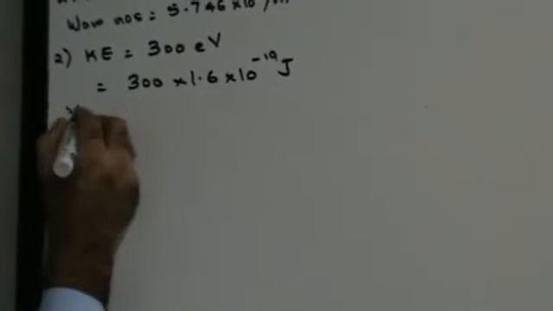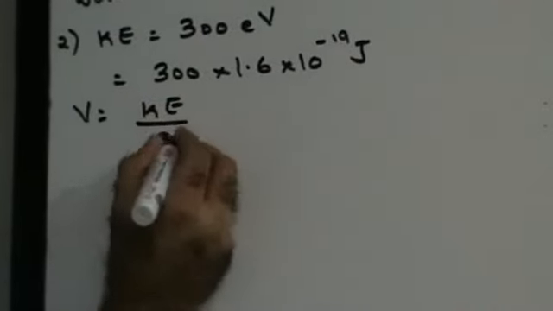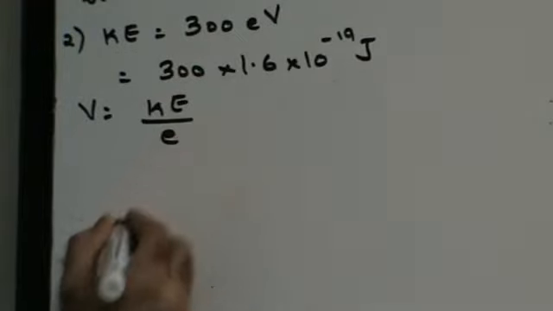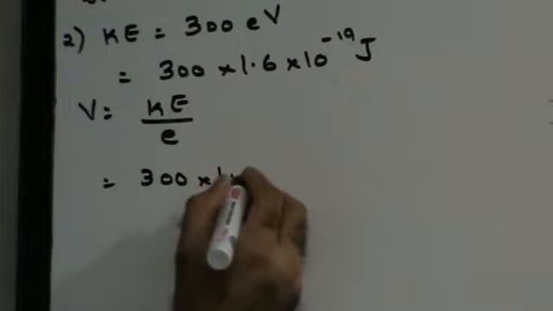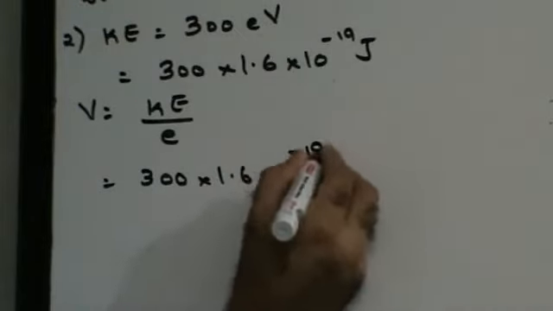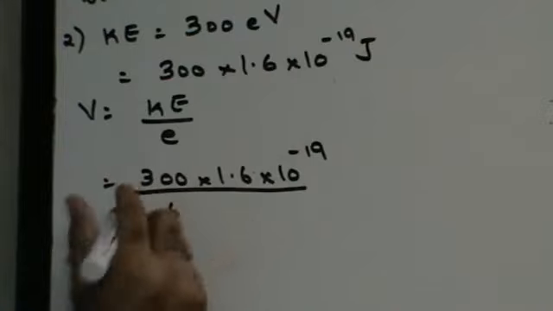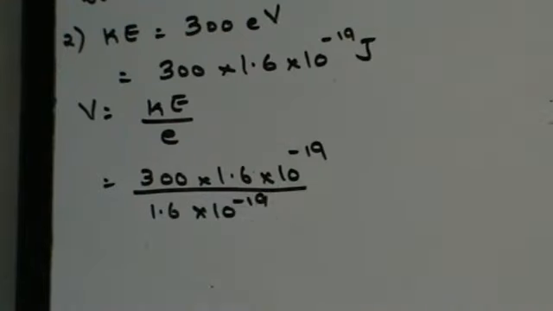First thing that you need to do is convert this into joules. Once you've converted this into joules, then I need to find out the potential difference. Potential difference is nothing but kinetic energy upon the charge on electron. So in that case, you know the kinetic energy, you know the charge on electron. So this will be 300 into 1.6 into 10 raised to minus 19 upon 1.6 into 10 raised to minus 19. So you will get potential difference as 300 volts.